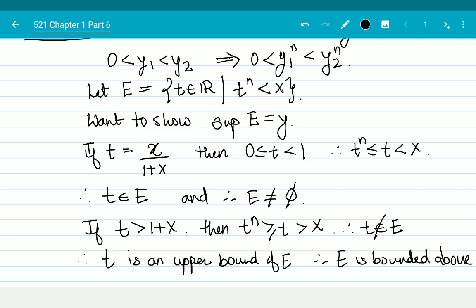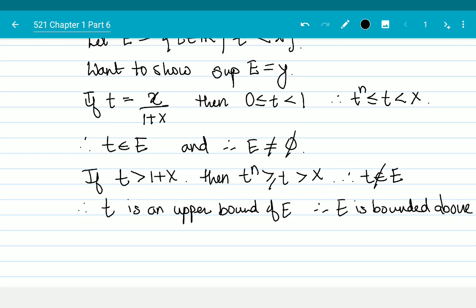Great. Since E is non-empty and bounded above, E has a supremum. Therefore, let Y be such that Y to the N is equal to E. This is what we want to show. So let Y be equal to the supremum of E.